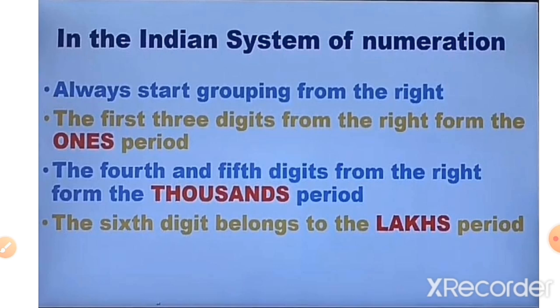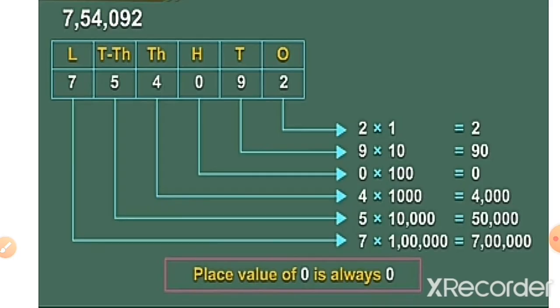In the Indian system of numeration, always start grouping from the right. The first 3 digits from the right form the ones period. The fourth and fifth digits from the right form the thousands period. The sixth digit belongs to the lakhs period. Here is a number. So how to read this number? 7,54,092. You have to insert comma between each and every period.